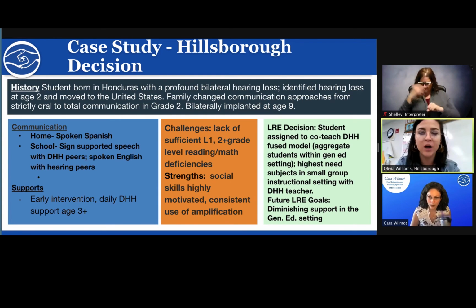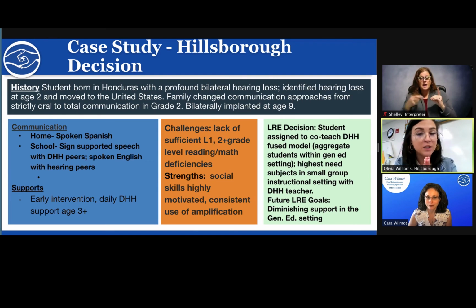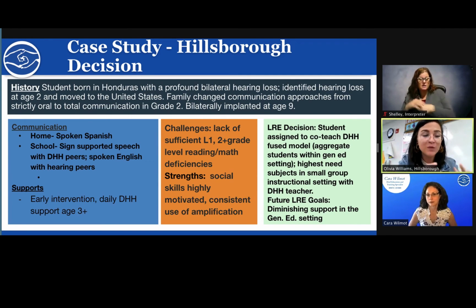So our decision here took a little bit of brainstorm power, but our decision was that the student was assigned to a co-teach DHH fused model. So we have that aggregate number of students within the gen ed setting. The highest need subjects were provided in small group instruction with a DHH teacher. So what that kind of looked like is that we had 10 students that were at varying levels. So we had students who were performing at a lower level curriculum and learning wise, but also needed that same level of social exposure, which is one of those domains. And so what we do is we take those students to include this child here.